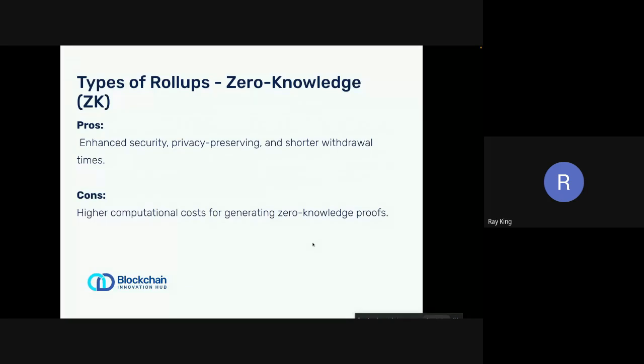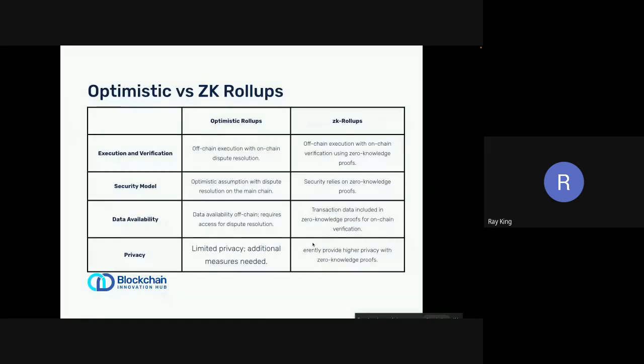Now, the disadvantage is the higher computational cost for generating zero knowledge proofs. Because of the cryptographic method, it takes more computational costs. What do you mean by computational costs? That is more computer hardware, and it's expensive to set up. You need high-end hardware and software to generate the zero knowledge proofs. So that's the disadvantage. Now we'll be looking at the differences between optimistic and ZK rollups, that is zero knowledge rollups.